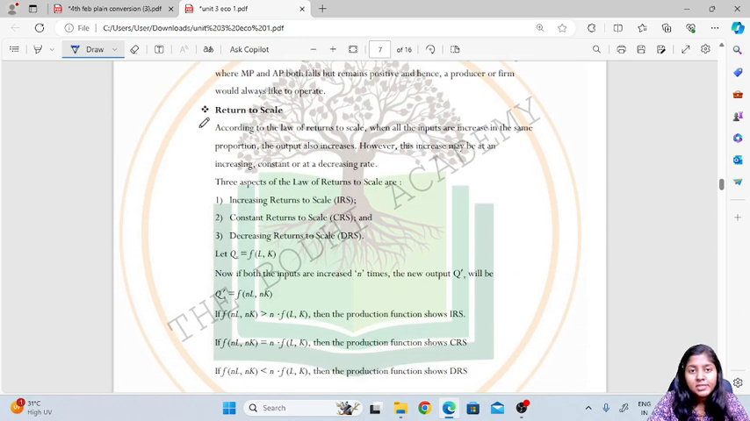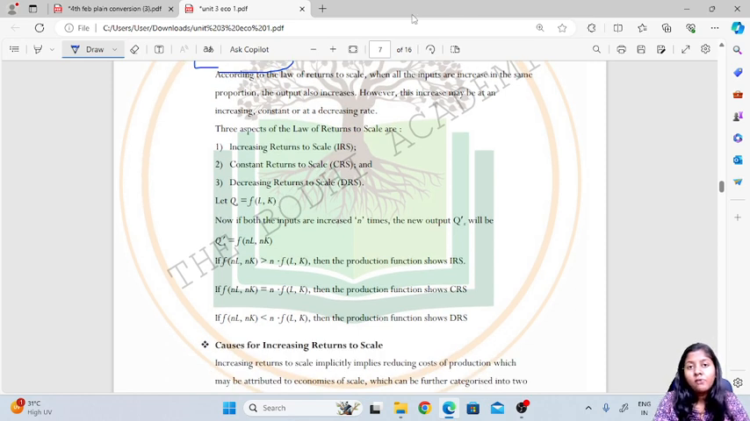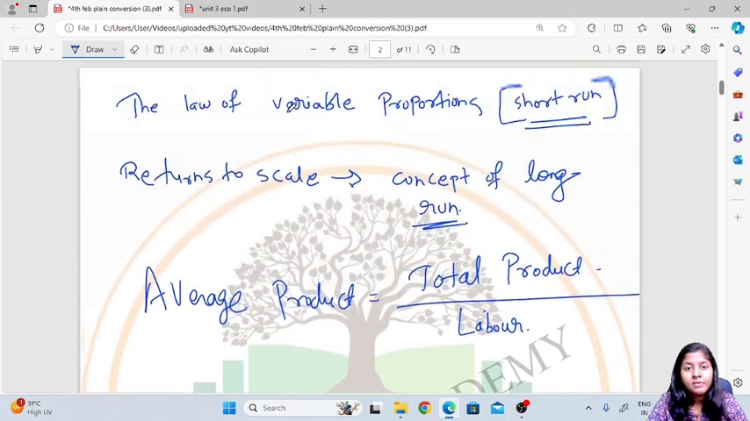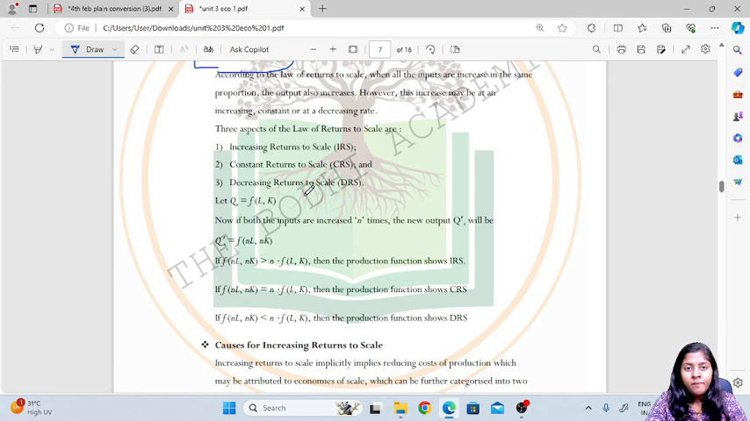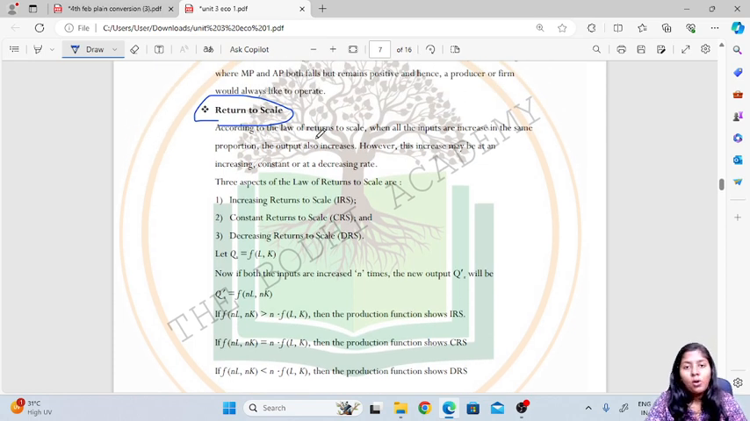Then we'll move to returns to scale. According to the law of returns to scale, this is a concept of the long run. When all the inputs are increased in the same proportion, the output also increases. This increase may be at an increasing, constant, or decreasing rate.